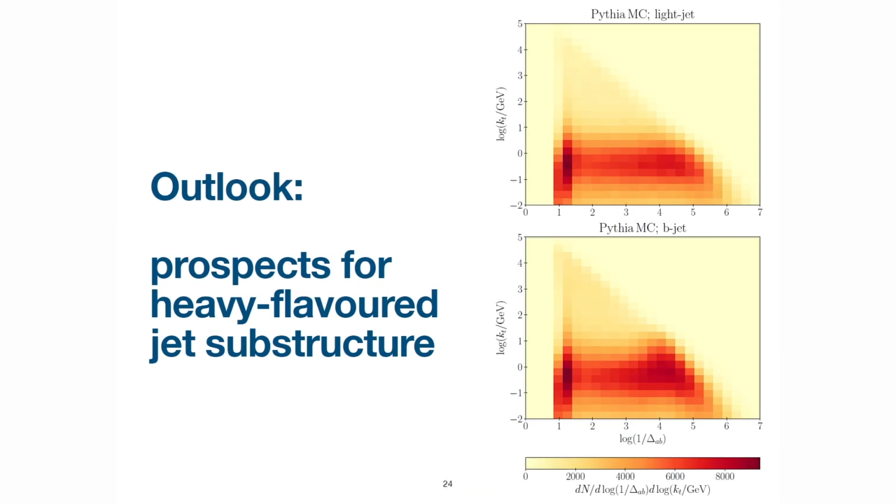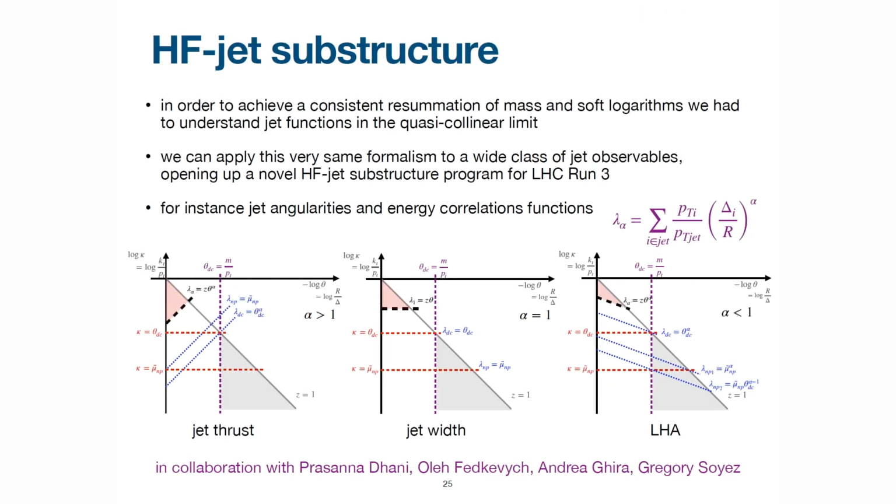Okay. So in the last 3 minutes, some outlook. What are the prospects for heavy flavor jet substructure? In order to achieve this consistent resummation of mass and soft logarithms, we actually had to understand jet functions in the quasi-collinear limit. Now, we know we can take this type of calculation and apply it to a wide class of jet observables.